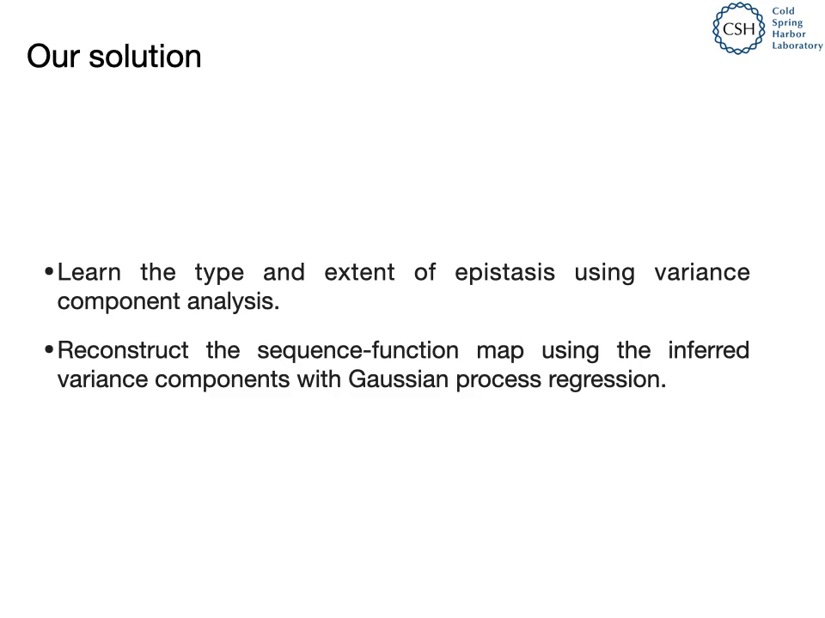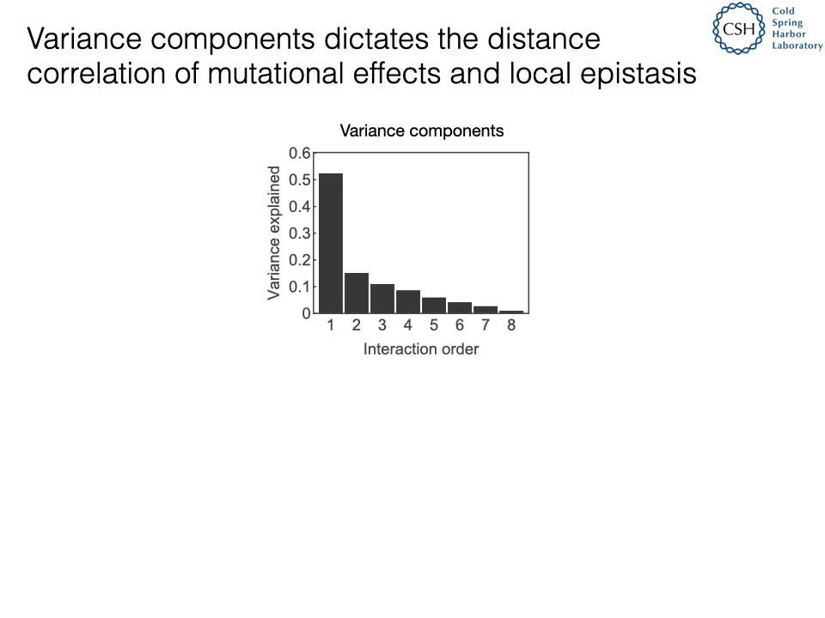The solution we propose is to first learn the type and extent of epistasis using the so-called variance component analysis, and then to reconstruct the sequence function map using the inferred variance components with Gaussian process regression. So what are variance components? They are a list of numbers that correspond to the fraction of the total variance in the data that is explained by each order of genetic interaction. Shown here is one such example for a fitness landscape for sequences with 8 nucleotides.